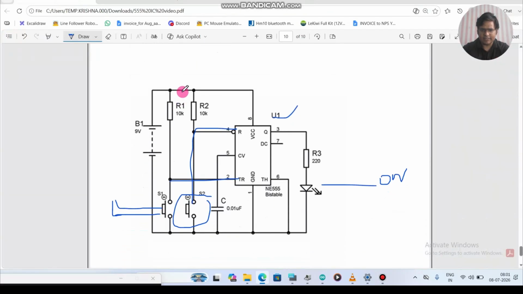I'll make this circuit diagram on Tinkercad. Okay, I will take all these components. I need two 10 kilo ohm resistors, one 555, one 220, one LED and two buttons, and I need this ceramic capacitor 0.01 microfarad and a battery. So let's take all the components in Tinkercad.